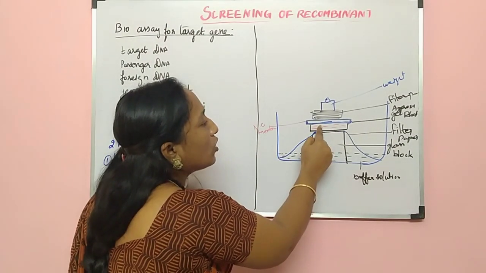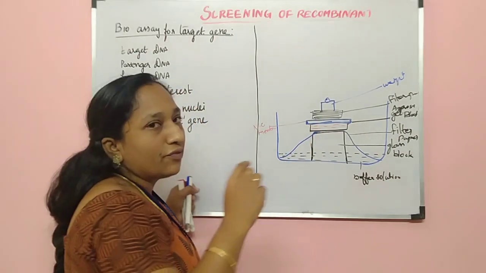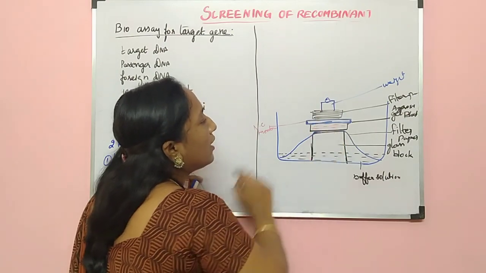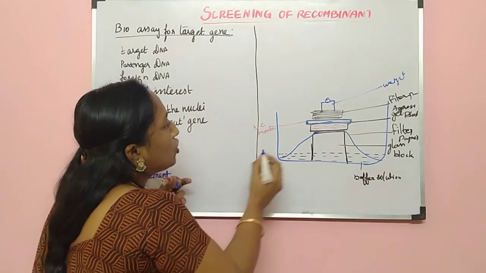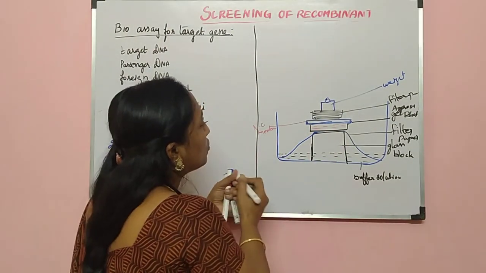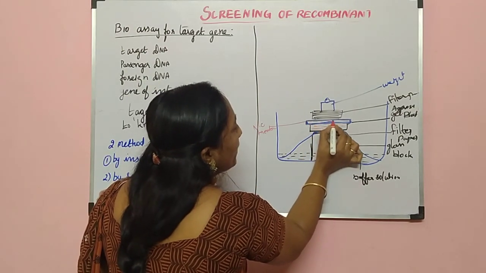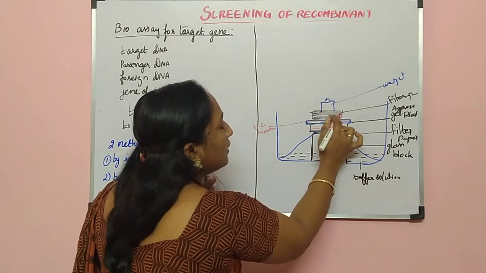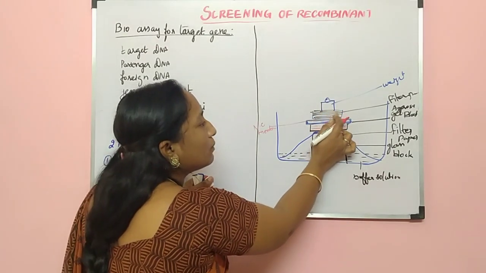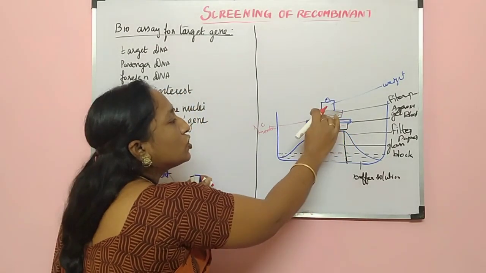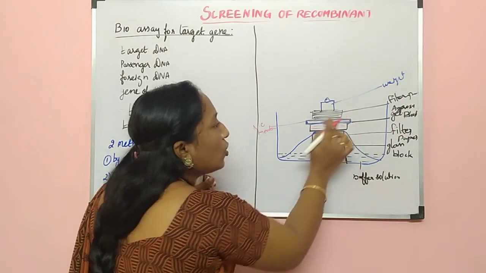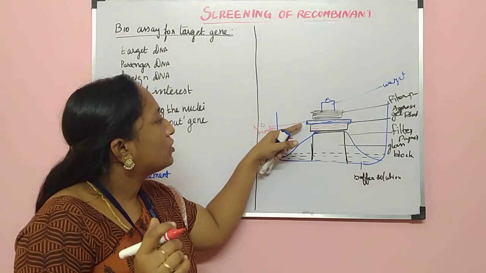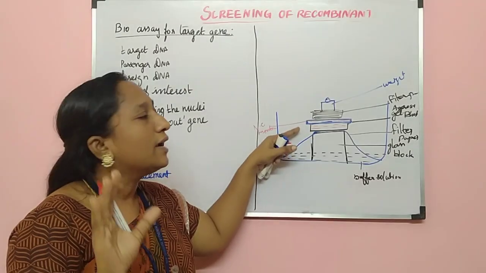So now, because of the affinity process, the DNA fragments will move toward the nitrocellulose membrane. As they move, the buffer solution is absorbed by the filter paper. So the remaining DNA strand alone will be left on the nitrocellulose membrane. On this membrane, we will get only the DNA fragment.